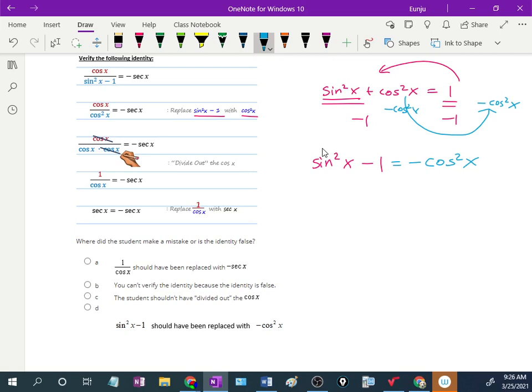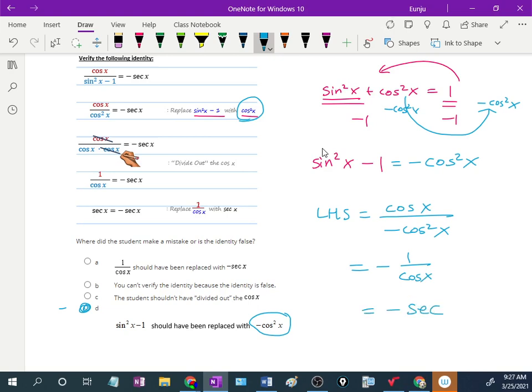So that will be correct choice, right? This student made a mistake from this beginning. This should be negative cosine squared of x. And then left-hand side goes like cosine x over negative cosine squared of x. So you can cancel one of those. So this will be negative 1 over cosine x. So this will be negative secant x. So the right hand side will be the same as this. So this is going to be the proof.